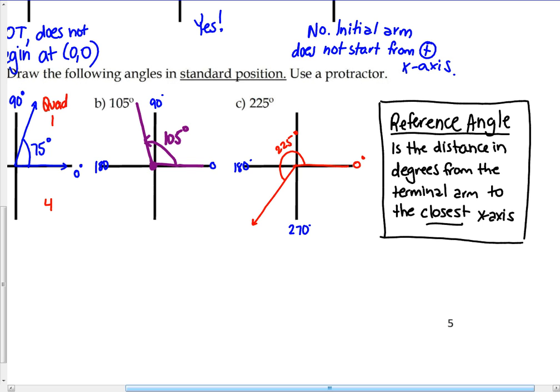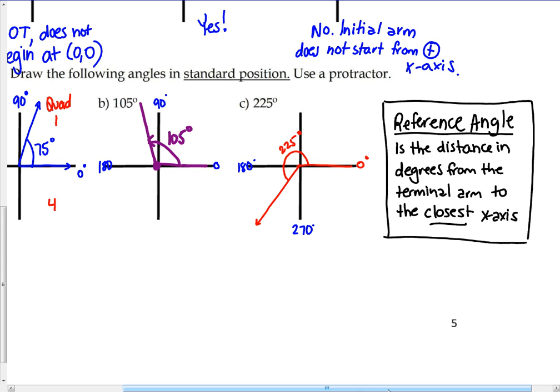And the reference angle is going to be really helpful for us in the future. And it's very helpful for drawing the angle. All right? So let's go back after you write that down. We're going to actually draw in some reference angles.